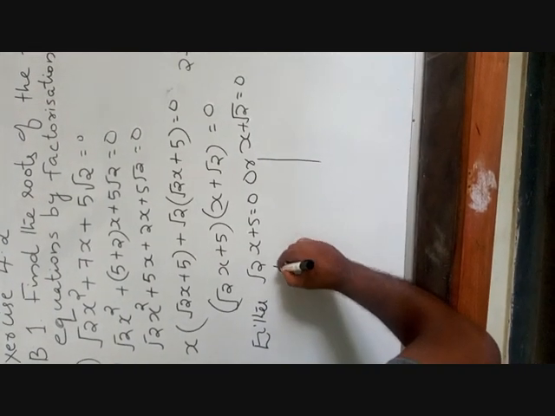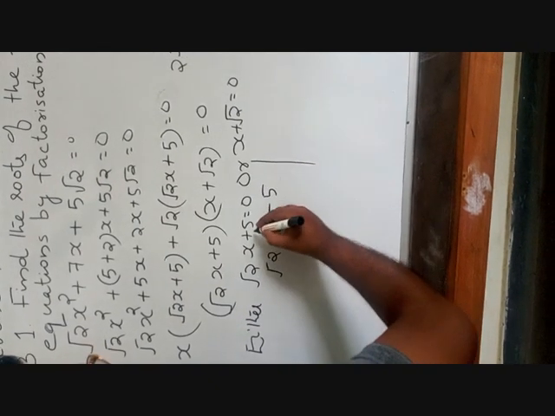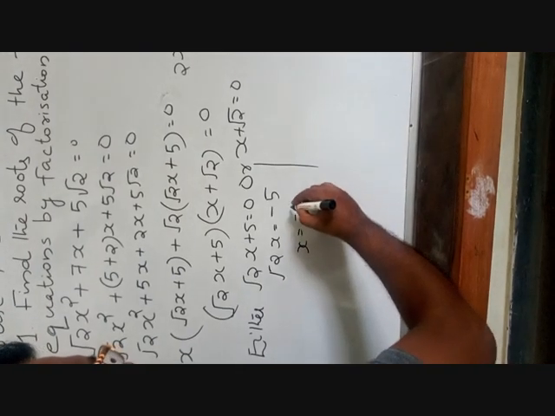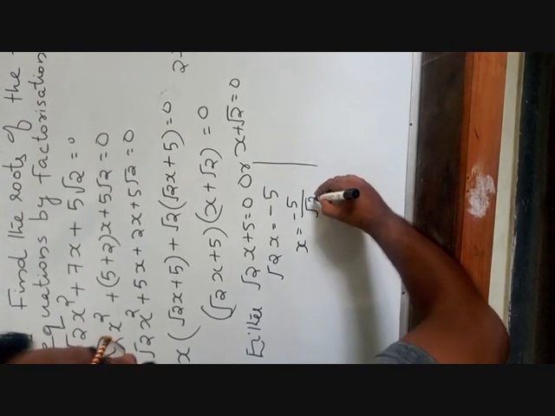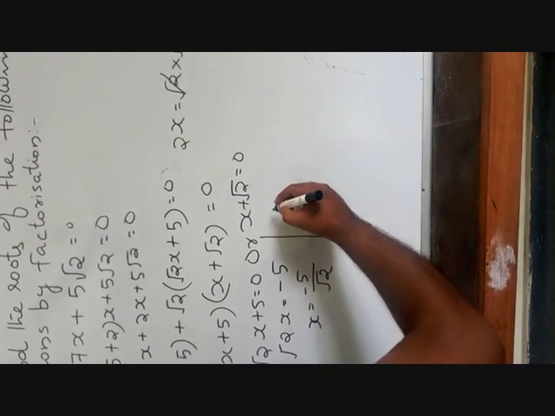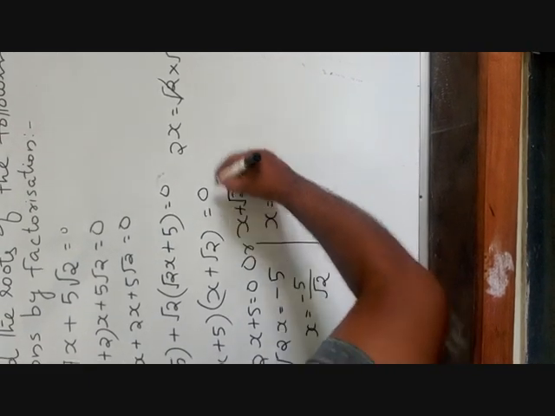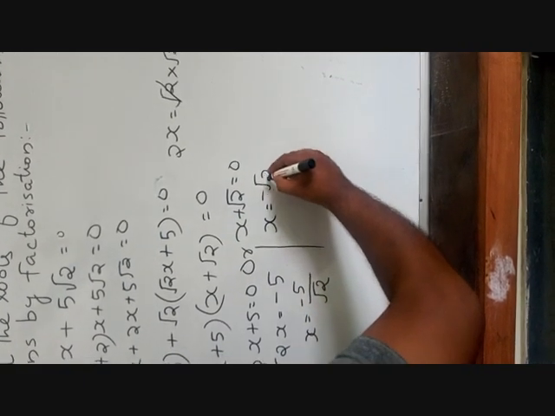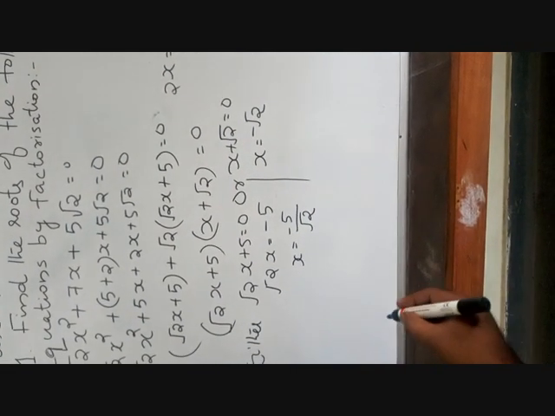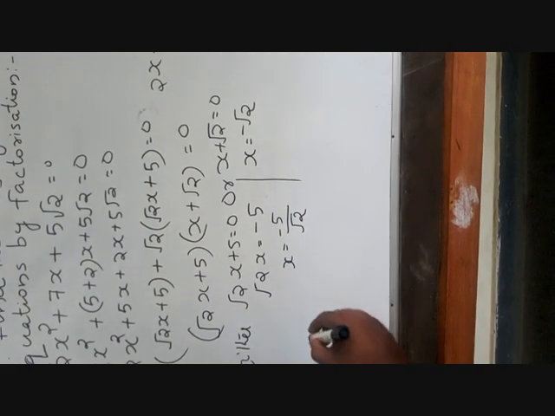Here root 2x is equal to minus 5. This plus 5 will go to the right side, it will be minus 5. Then x is equal to minus 5 by root 2. Here x plus root 2 is equal to 0. Therefore, x is equal to, this plus root 2 will go to the right side, it will be minus root 2. Now we got the roots of the equations are minus 5 by root 2 and minus root 2.